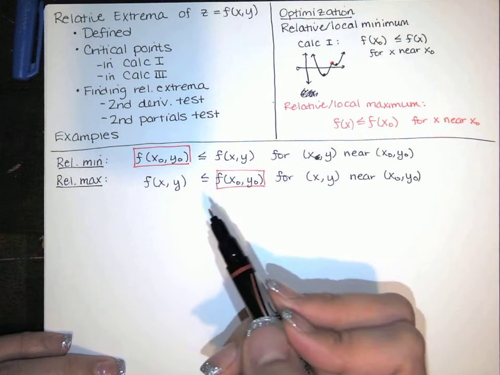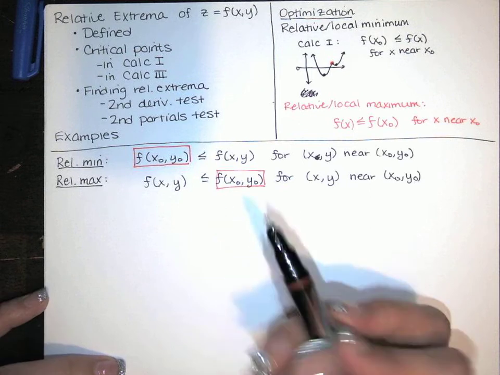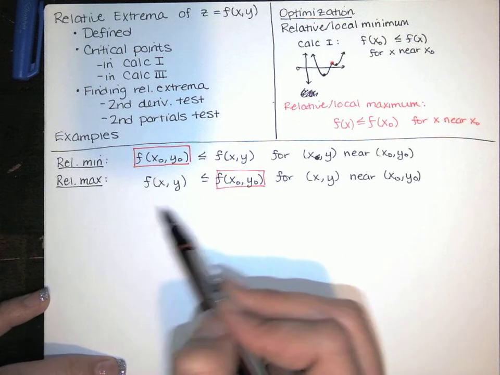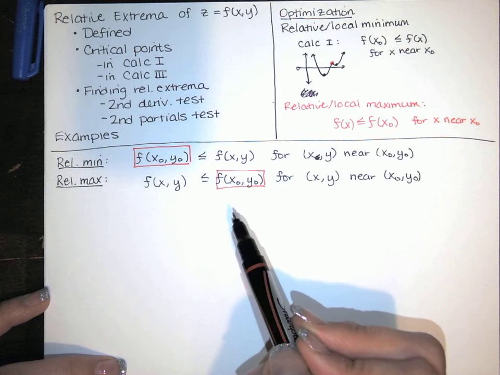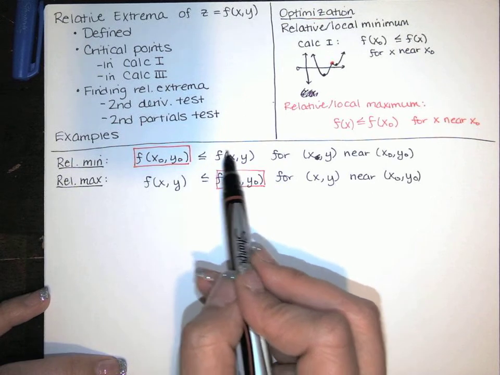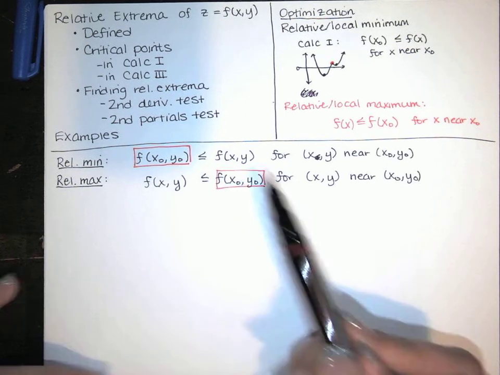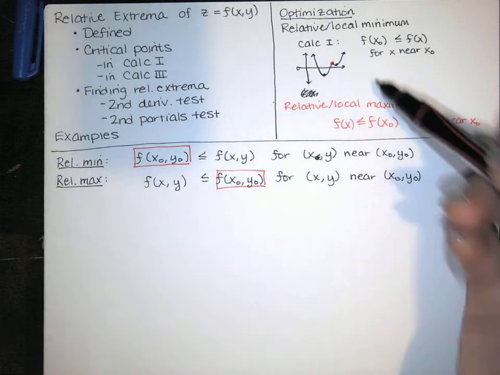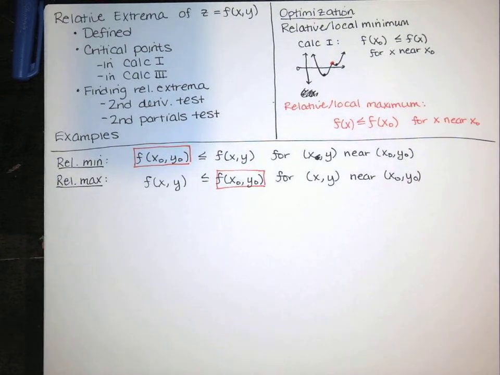And these are z-values. For every x, y, you get a different z-value. So all the other z's are less than or equal to this z when we have a relative max, or all the other z's are greater than or equal to this z when you have a relative min. So it's just the same thing as it was over here. We've just extended it for functions of two variables.